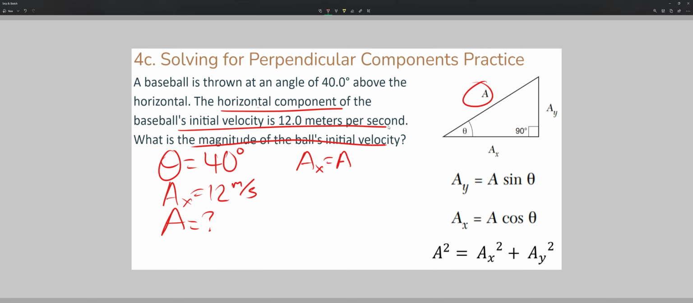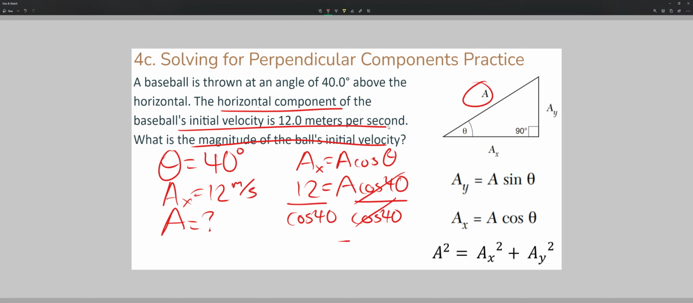So AX is equal to A cosine theta, right? 12 equals A cosine 40. I know some of you are going to want to fill out cosine 40 first. But what I'm going to have you do instead is divide by cosine. Again, this is a multiplication here, so we should get rid of it through division. So we're going to divide by cosine 40 on both sides to get rid of it. And now I have A is equal to 12 over cosine 40.